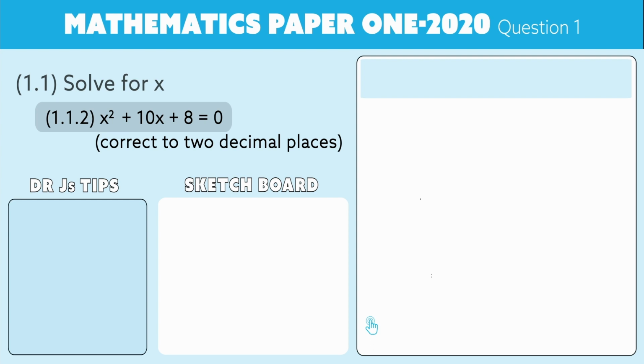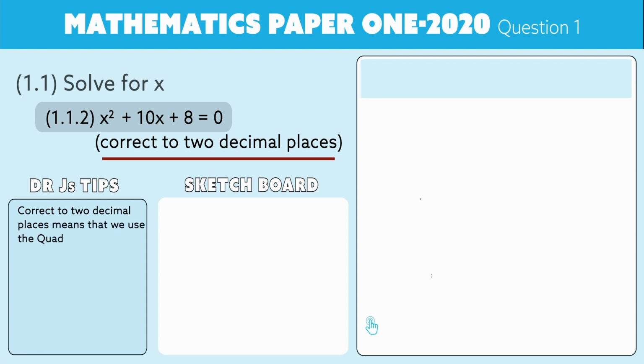The instruction is still solve for x, but this time around they say correct to 2 decimal places. Now folks, that is a huge tip. If they say correct to 2 decimals, you are going to apply the quadratic formula. Okay, that's the big tip in this question. So let's, on the sketchboard, look at what the formula is.